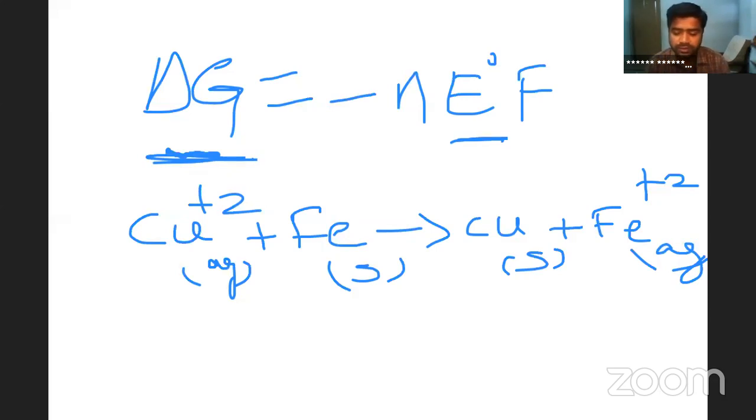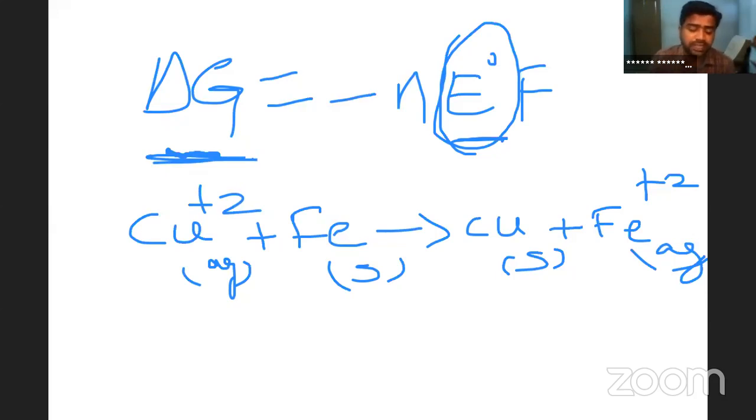So if delta G is negative, the main operation depends upon this E naught value. This is what we call the electrode potential value. n is the number of electrons, and F we call the Faraday. Faraday, you know, is 96,500 coulombs. That is a constant.